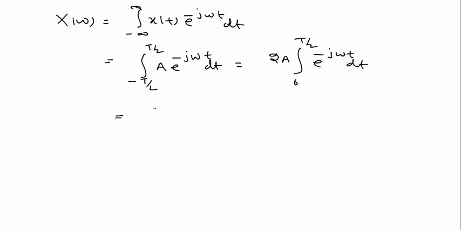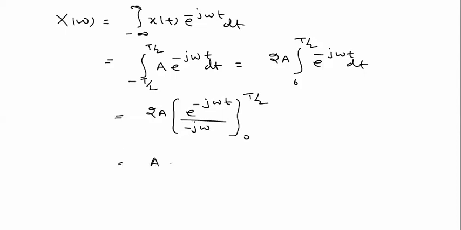First integrate: 2A, e power minus j omega t upon minus j omega, from 0 to T by 2. Now we put the values. 2A upon j omega, minus e power minus j omega T by 2 minus 1.